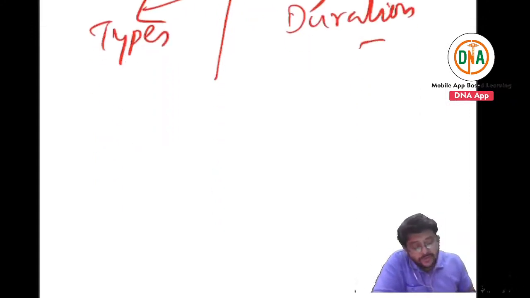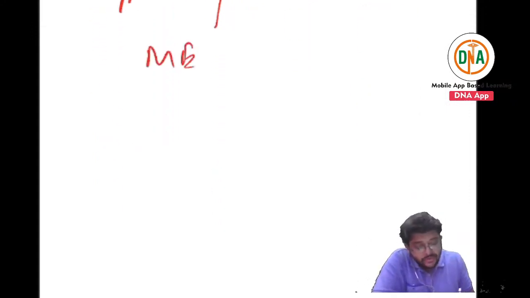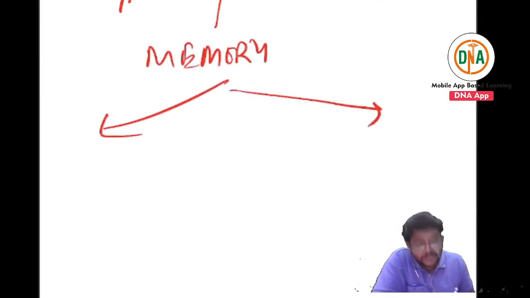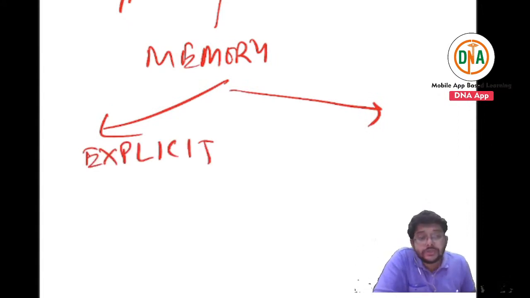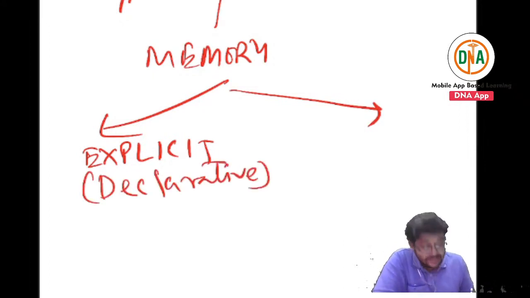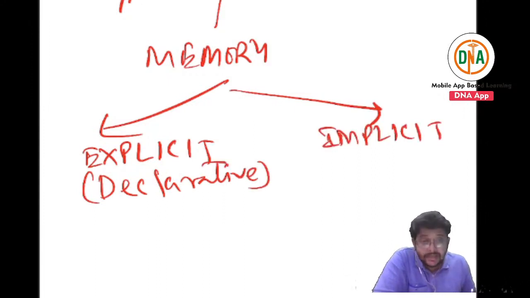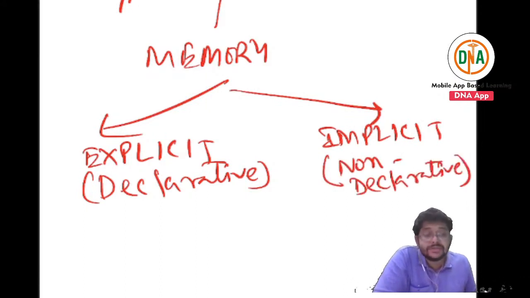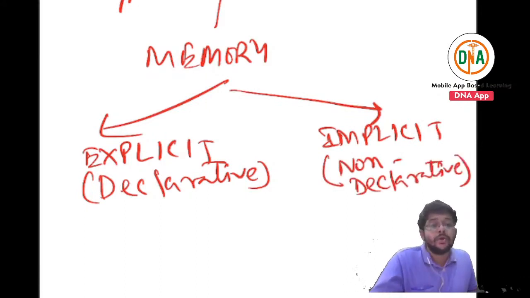So two types of memory. One is explicit memory. I shall explain. First you write explicit memory. Explicit memory has another name. The name is declarative memory. The other is implicit memory. Implicit memory has a name, that is non-declarative memory. Explicit is declarative, implicit is non-declarative.